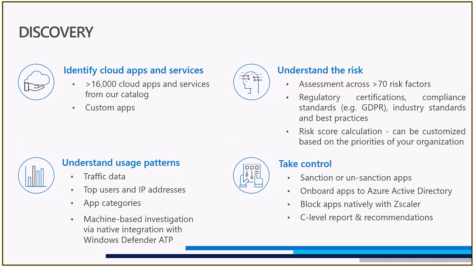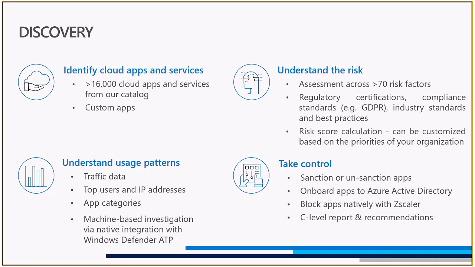And once you have identified those applications, of course, the good way to continue the deployment would be to take control over those applications by onboarding them to Azure Active Directory, or maybe defining some blocking access for those applications using either Zscaler, or I will show you how to do that for other network appliances, or use the native integration that we have now with Windows Defender ATP.